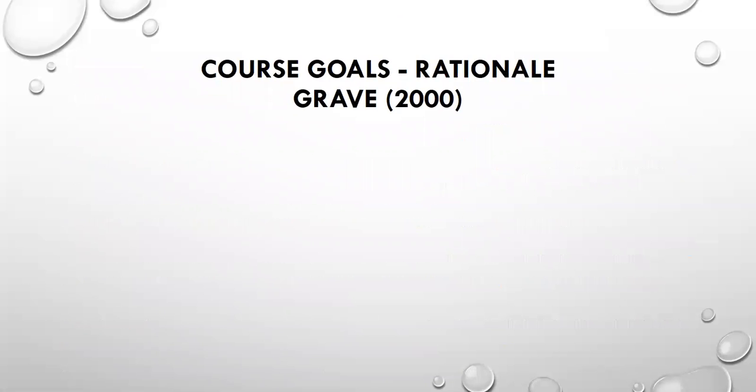The course goals are built based on the advice of Graves in 2000. It was said that the goals should be designed based on 4 criteria: the knowledge, awareness, skills, and attitude. The knowledge means that the students can absorb something through the course.